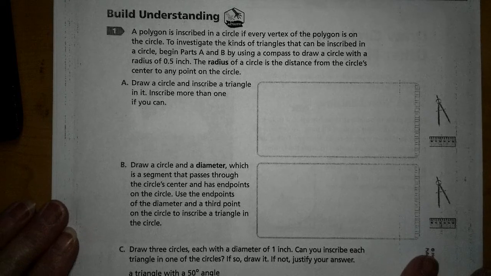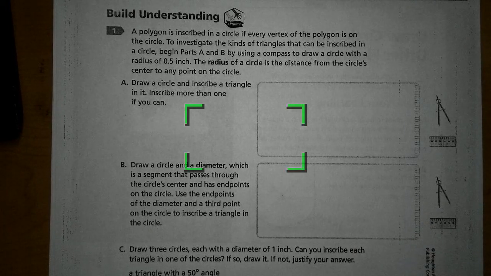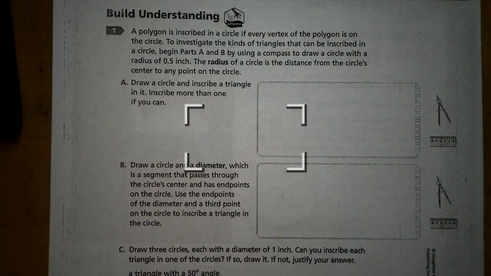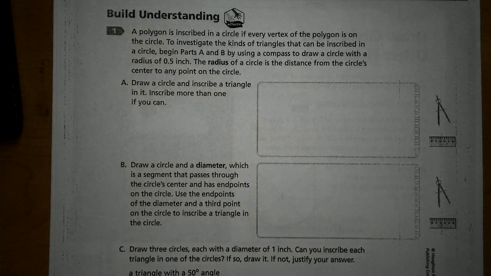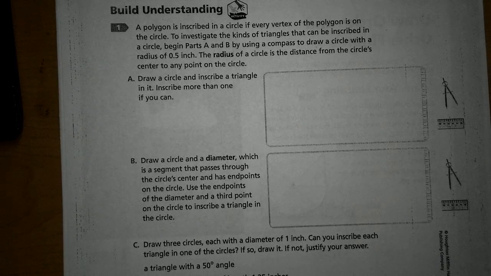All right, so this is where we're going to build the understanding of what we are looking at. So it says a polygon is inscribed in a circle if every vertex of the polygon is on the circle. To investigate the kind of triangles that can be inscribed in a circle, begin parts A and B by using a compass to draw a circle with a radius of 5/10 of an inch. The radius of the circle is the distance from the circle center to any point.